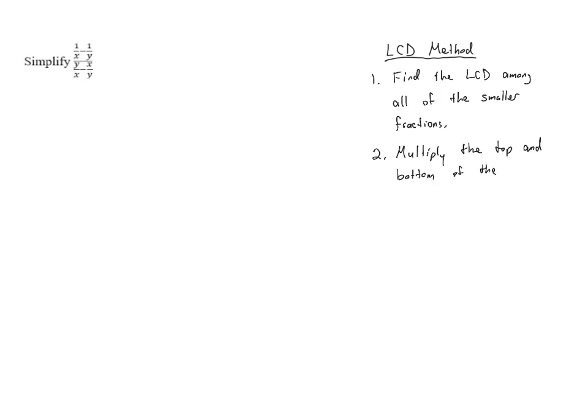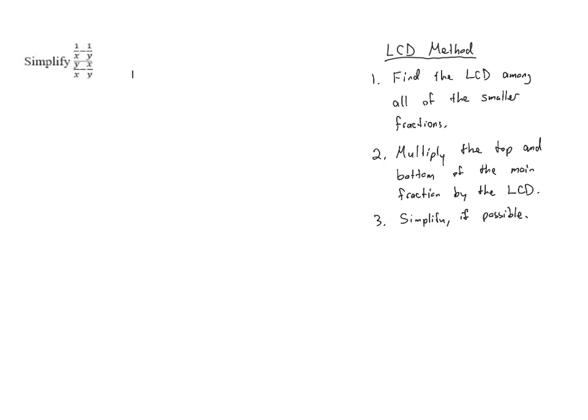And then once we find that, we are going to multiply the top and bottom of the main fraction by the LCD. And then after we do that, all of the smaller fractions should be gone, but we might still need to simplify. There might be more things that can be reduced. So at the very end, we are going to simplify if possible. Let's use these steps on this problem so that we can see how it works.